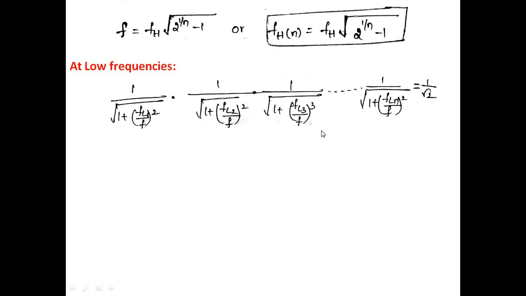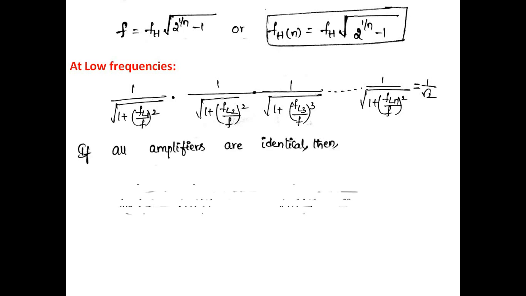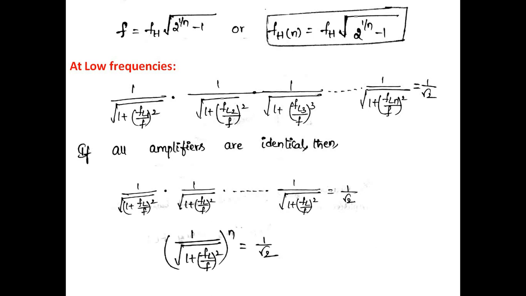Now, assuming all the stages are identical, we can write the equation like this: removing fL1, fL2, fLn, we simply write fL. This is the generalized formula whenever all the amplifier stages are identical. Now it becomes 1 by square root of 1 plus fL by f whole square, whole power n, equal to 1 by root 2. You simplify this: 1 plus fL by f whole square equal to 2 power 1 by n. fL by f equal to square root of 2 power 1 by n minus 1. You will get fL equal to f into square root of 2 power 1 by n minus 1.